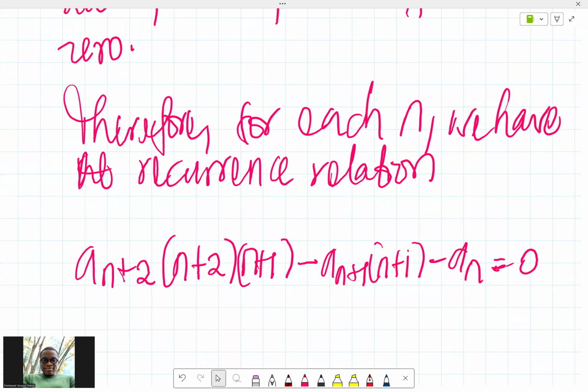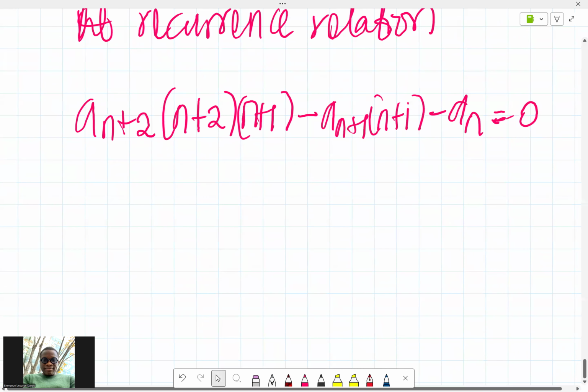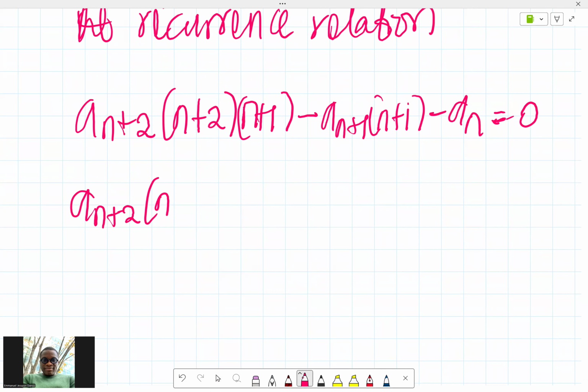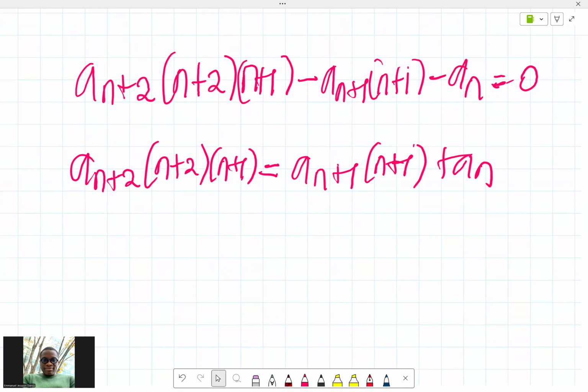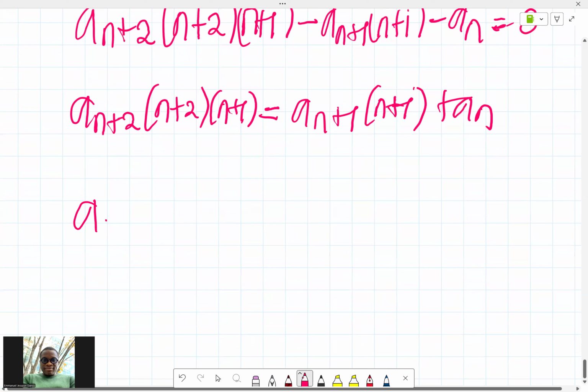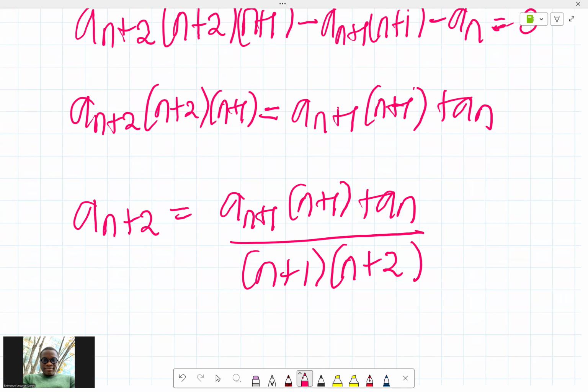Basically for this to be equal to 0, we need to equate all these coefficients to 0. So that simply means we have a(n+2) into (n+2) into (n+1) equals a(n+1) into (n+1) plus a(n). That's what we should have. And in that case, we can make a(n+2) the subject. So we have a(n+2) equals [a(n+1)(n+1) plus a(n)] divided by (n+1)(n+2), as you can see up there.